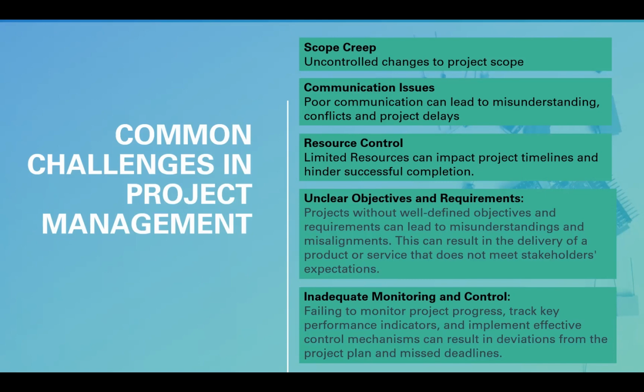Or if you say you are going to ship an item and you have estimated that this item will arrive in the next 1 month, and that item comes in 4 months' time, it will impact the project. So resources have a lot of effect on our project. Another thing is unclear objectives and requirements. That's what we have talked about, clear objectives.